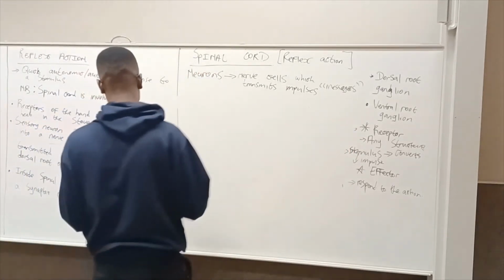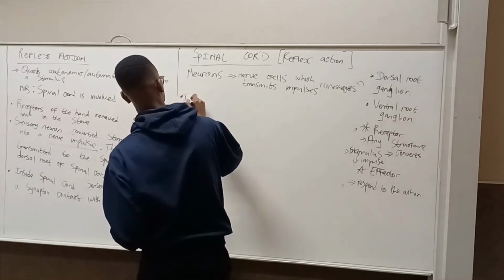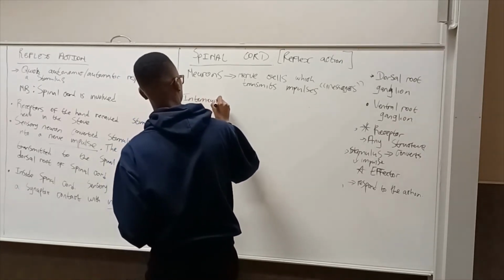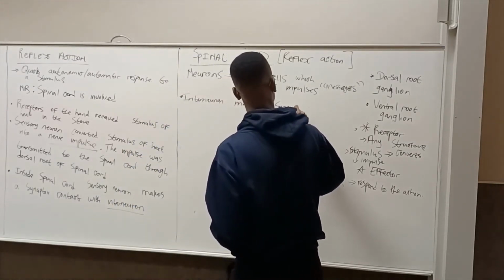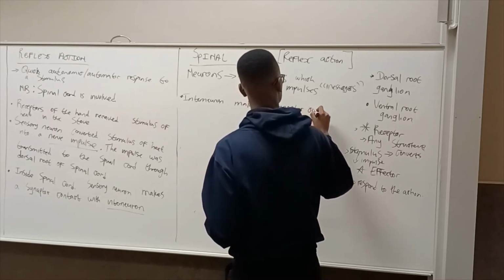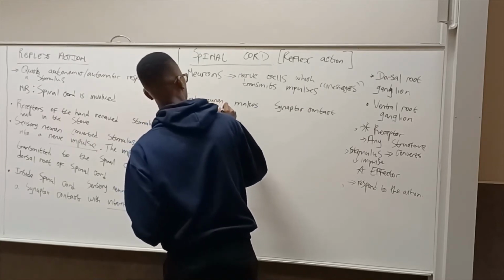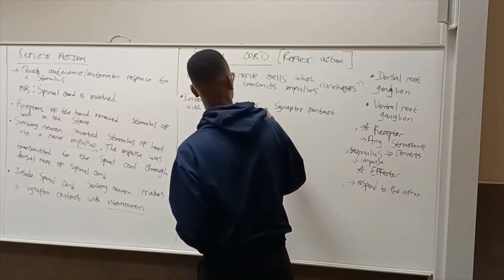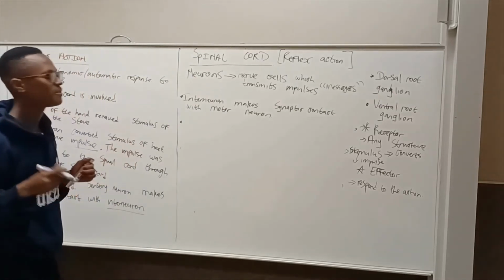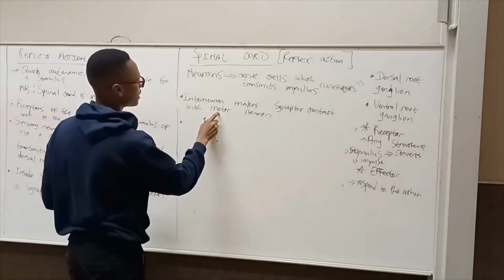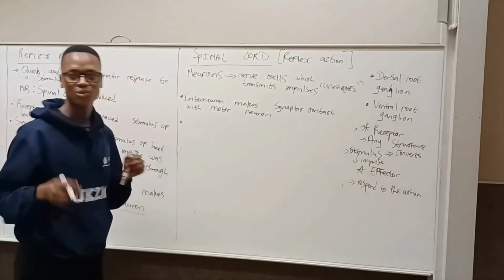Okay, so the interneuron makes synaptic contact with the motor neuron. After that, it means now the impulse is now in the motor neuron. Then the motor neuron transmits the impulse to the effector organ now.